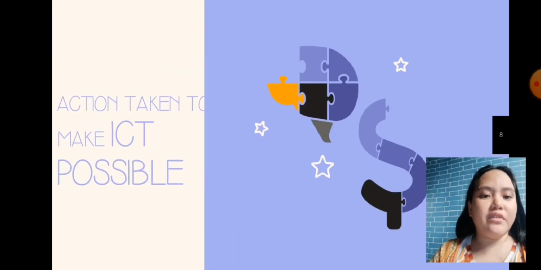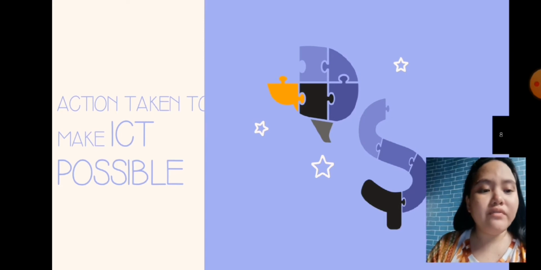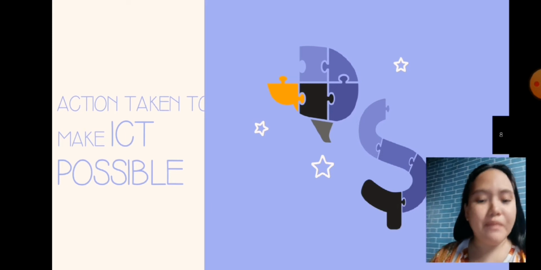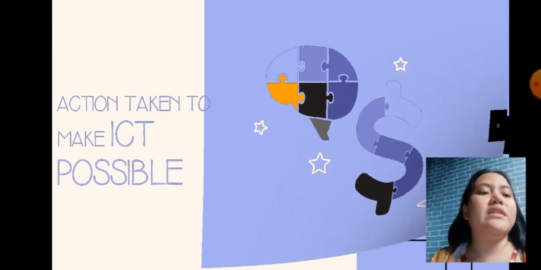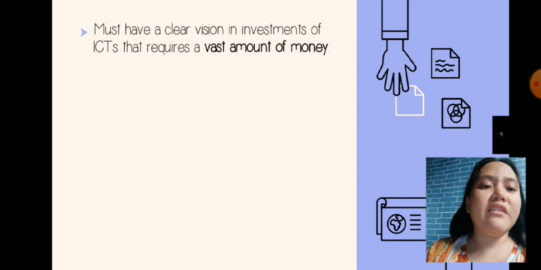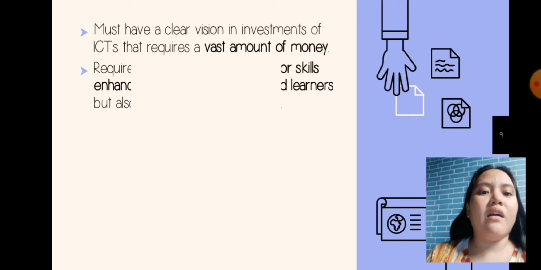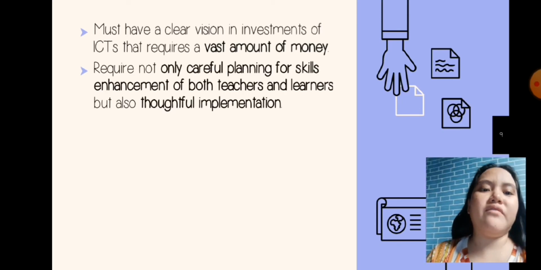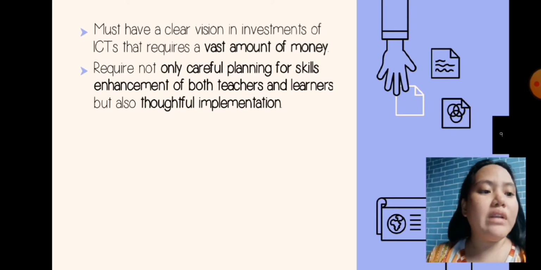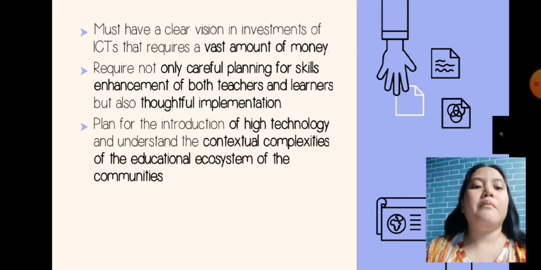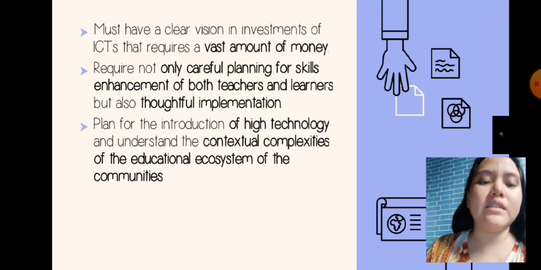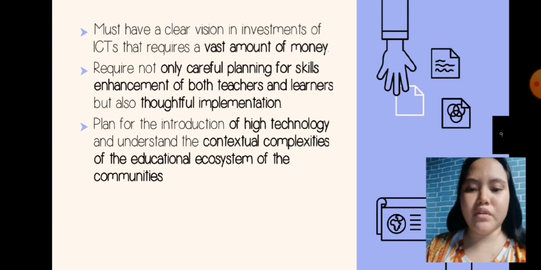So, action taken to make ICT possible. To improve the quality of education, the policymakers and implementation managers must have a clear vision in investments of ICTs that requires a vast amount of money. It also requires not only careful planning for skill enhancement of both teachers and learners, but also thoughtful implementation, a plan for the introduction of high technology, and an understanding of the contextual complexities of the educational ecosystem of the communities.